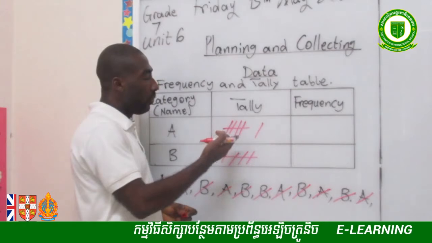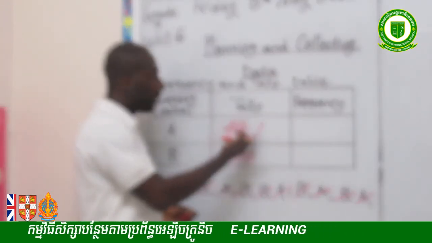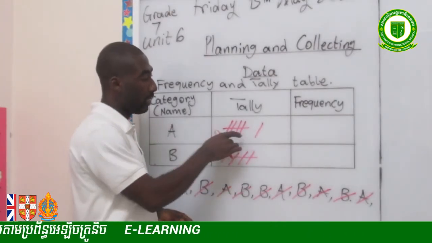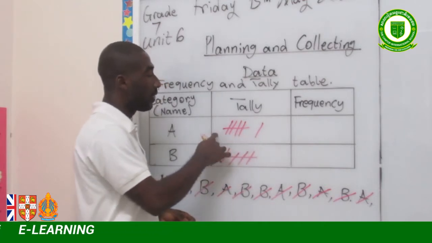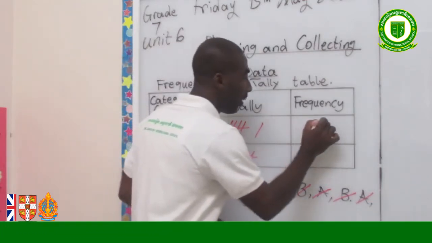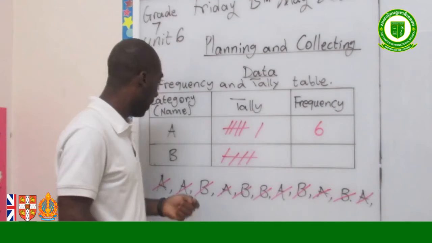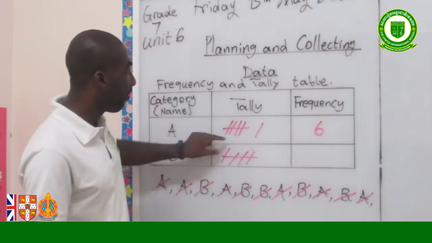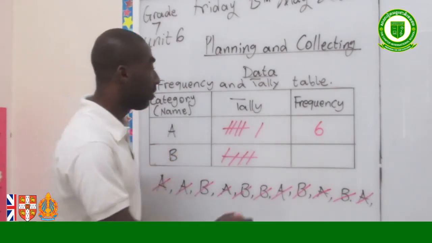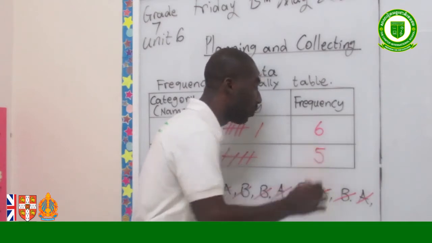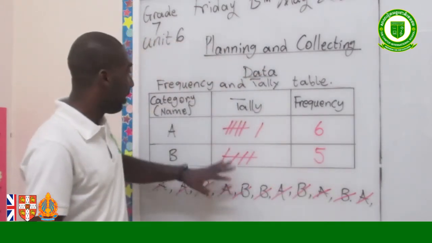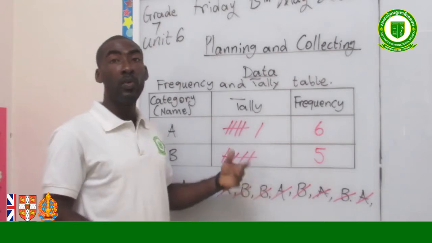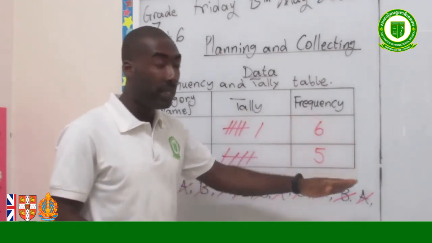In our tally, we realize that we have 6 A's, because this is 5 and 1. So this is 6 A's, so this will be 6. And with the B, we have 5 B's, so our value here will be 5. So this is what we do when we are doing tally and frequency.